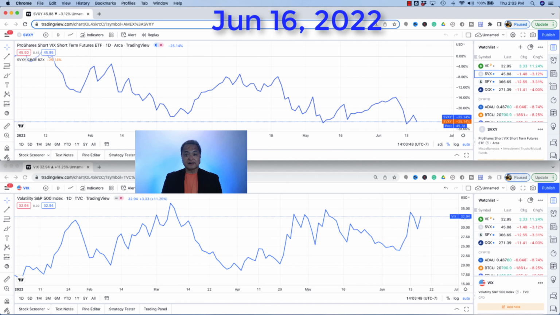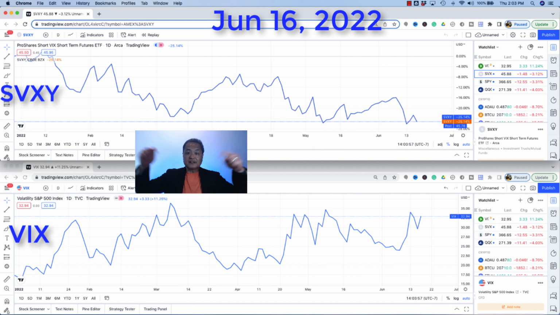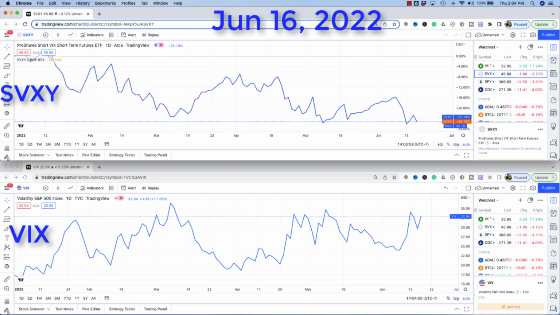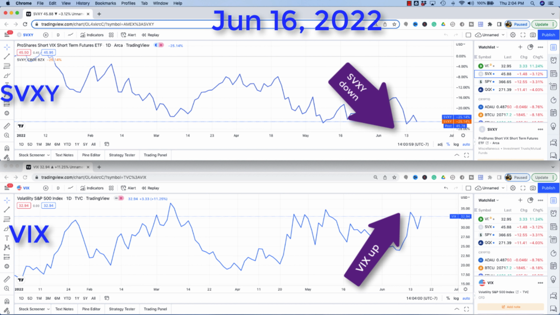Now let's go ahead and take a look at some daily charts going back to the beginning of this year, January of 2022. The chart up above is for the SVXY, and the chart down below is the daily chart for the VIX. And here we can see that same pattern recurring, where the VIX moves upwards, and then the SVXY reacts in an inverse fashion, and it starts moving downwards.